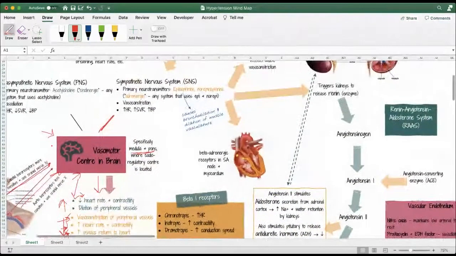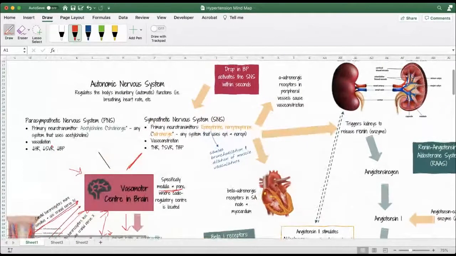So we're going to talk about that sympathetic nervous system pathway now. So again, you've got a drop in BP, right? Let's say a drop in BP.